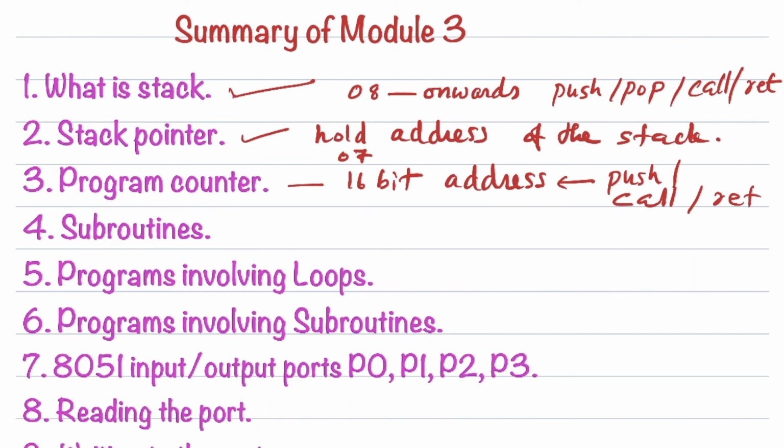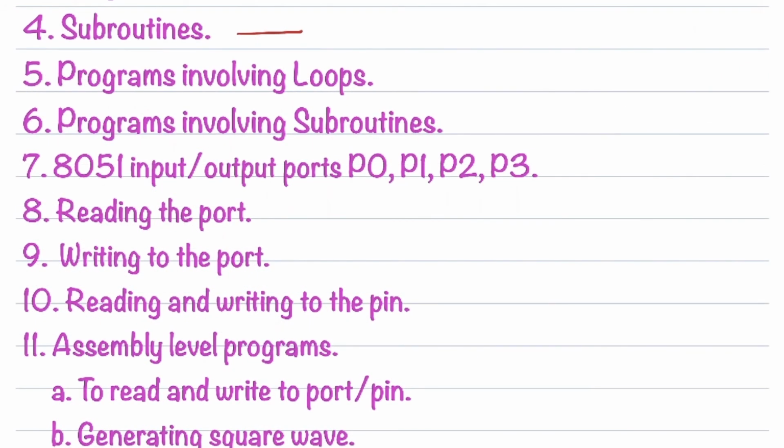And then we have gone through the concept of subroutines. In subroutines, we have seen what the need of a subroutine is, and why we will be using subroutines. We have seen that when there is a set of instructions which has to be executed frequently, we will be using it as a subroutine, and we will call the subroutine whenever we need to execute those frequent programs.